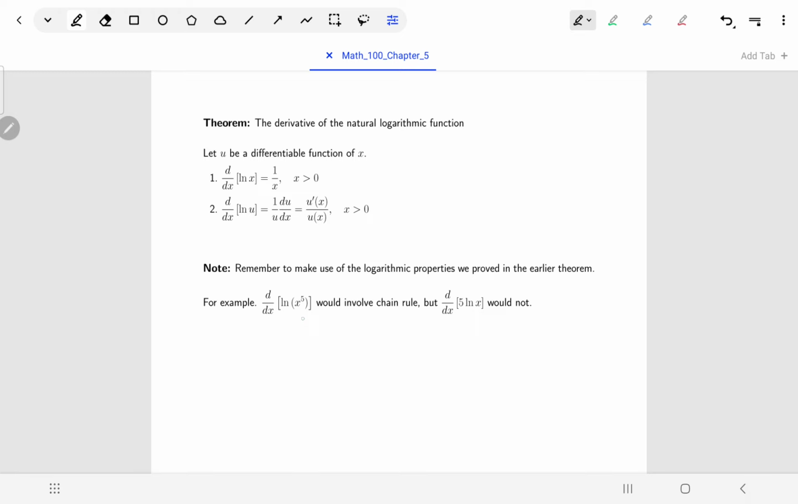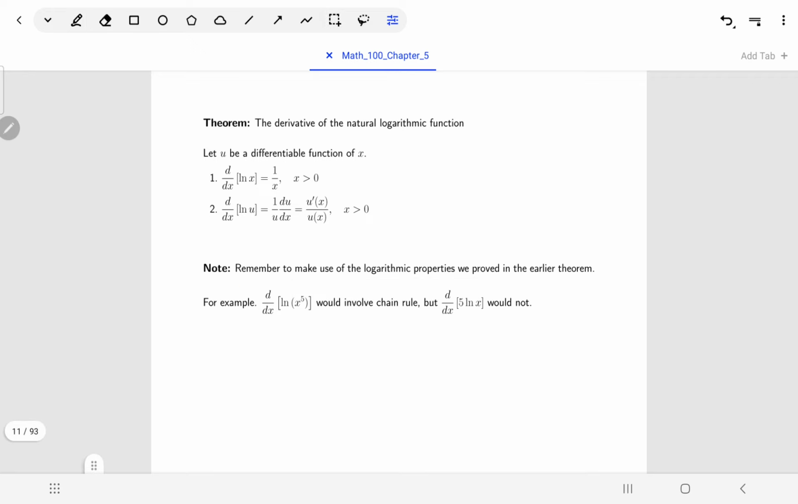Another good thing to note is to make sure you're using your log properties. If I asked you to do the derivative of natural log of x to the 5, you would have to use chain rule. It would be 1 over x to the 5 times the derivative of x to the 5, and then you'd have some cleaning up to do, and you'd eventually get to 5 over x. But if you used the log property of taking the power out front, then you wouldn't have chain rule anymore. Derivative of 5 natural log of x would be 5 times 1 over x. You'd get the same derivative, but a lot faster.